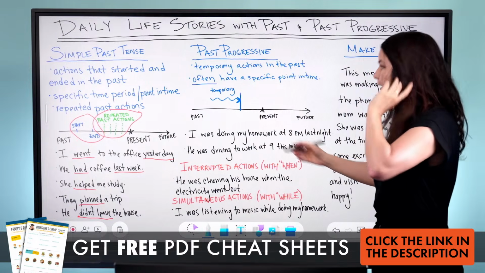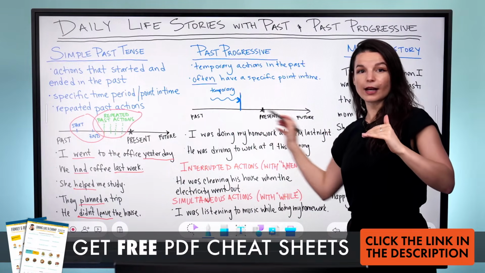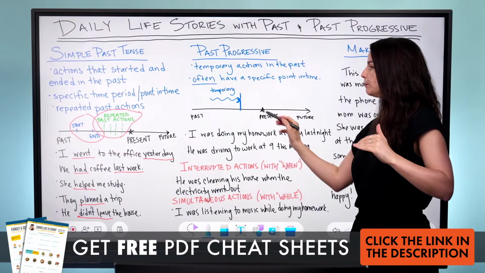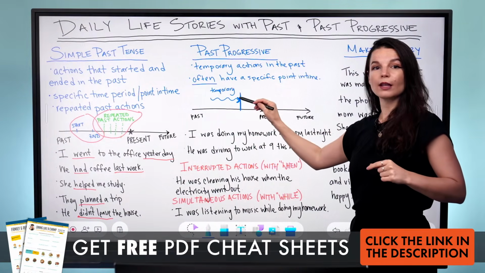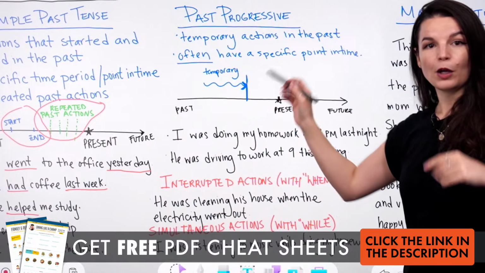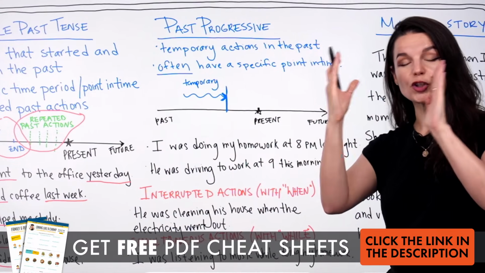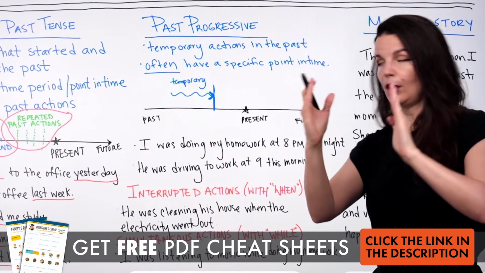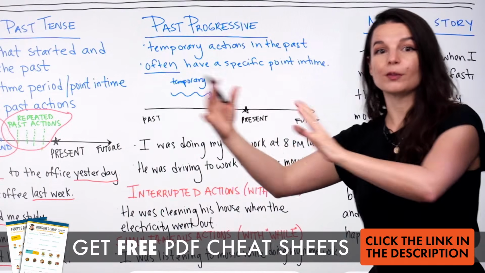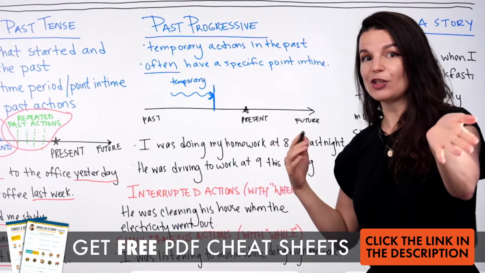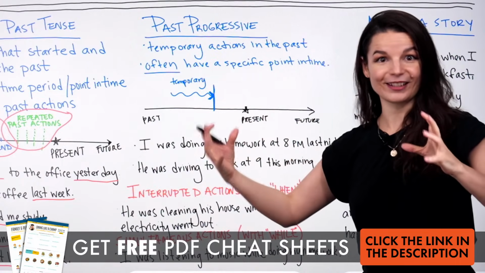If we imagine this on a timeline where here is the present and here's the past. A temporary action continues and then ends at some point. We want to talk about something that was a short-term action, okay? We do this with past progressive. Maybe you know present progressive. For example, I am teaching, right? Something that is temporary now, yeah?